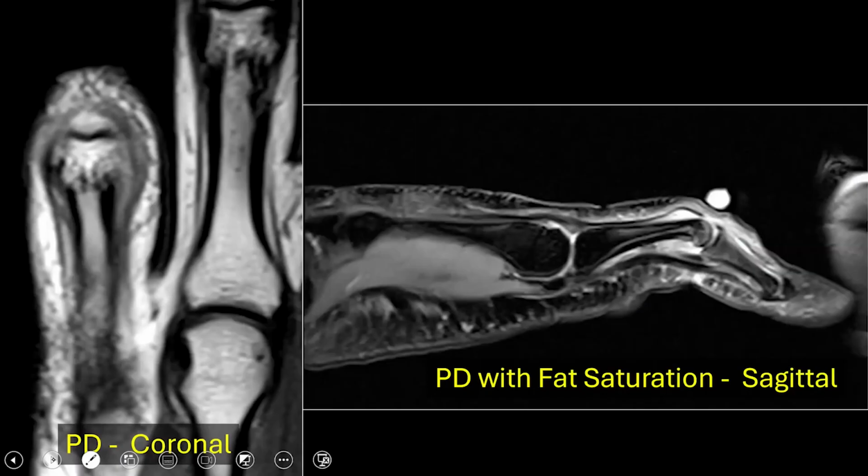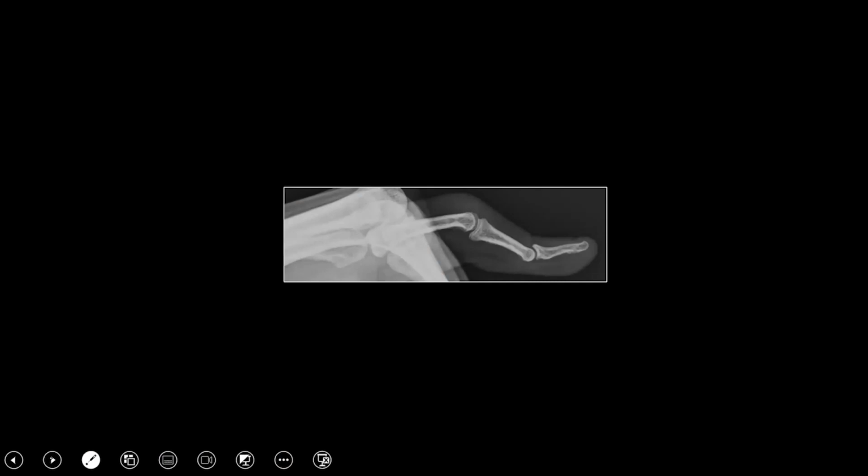So these are the corresponding MR images. On the left, you have the PD coronal non-fat-saturated image showing hyperintense signal in the radial collateral ligament, while the ulnar collateral ligament shows the normal hypointense signal. And on the sagittal PD fat-saturated images, you can see that there is a retraction of the central slip of the tendon at the level of the head of the proximal phalanx. So that's as far as case 1 is concerned.